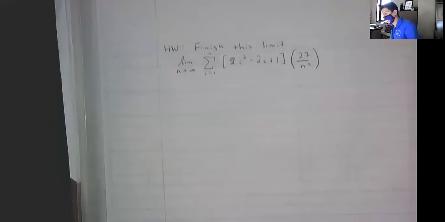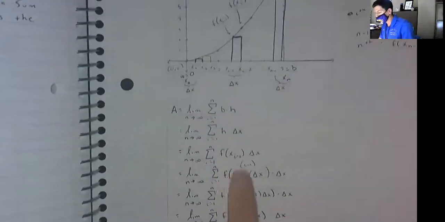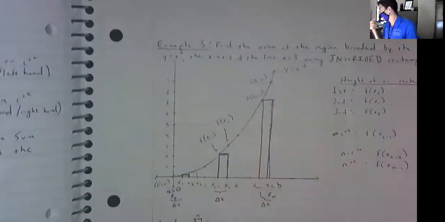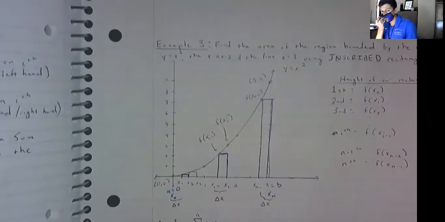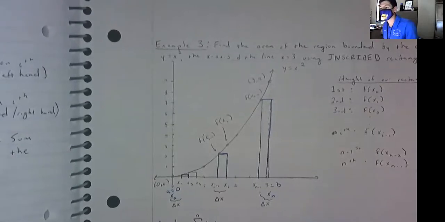Thanks, Mr. Smith. How come we squared the i minus 1 delta x? Hold up, Luke. What's that? How come we squared the i minus 1 delta x? Because that's what f is. So f of whatever, our function here is y equals x squared. It's all based on what the curve is.